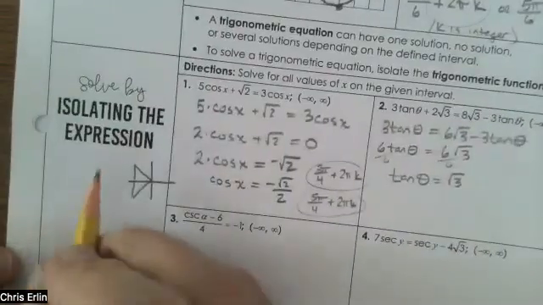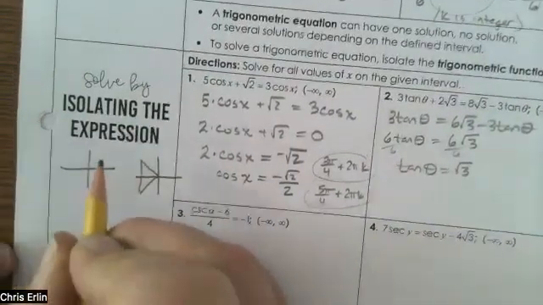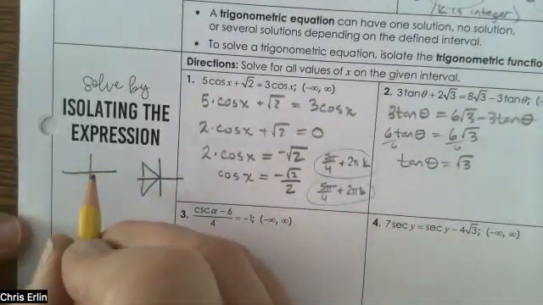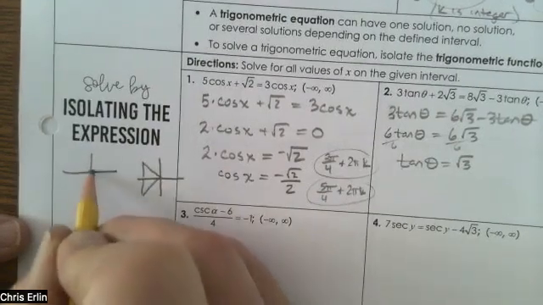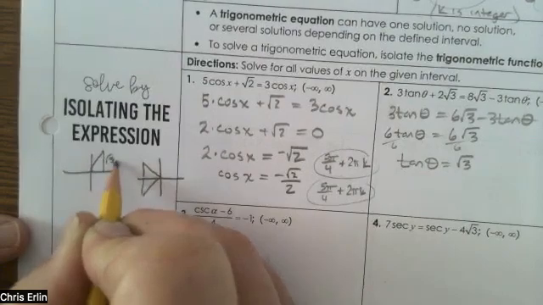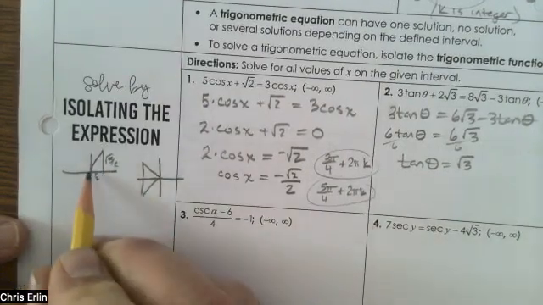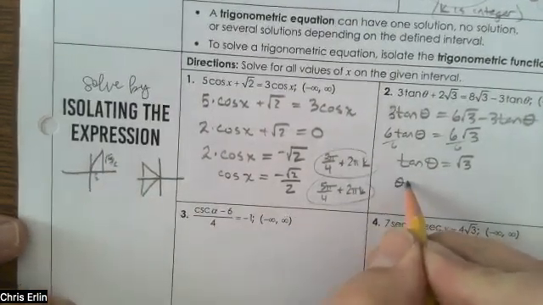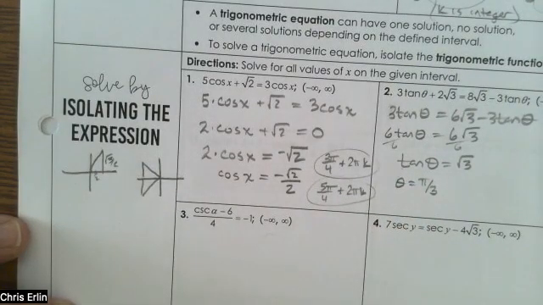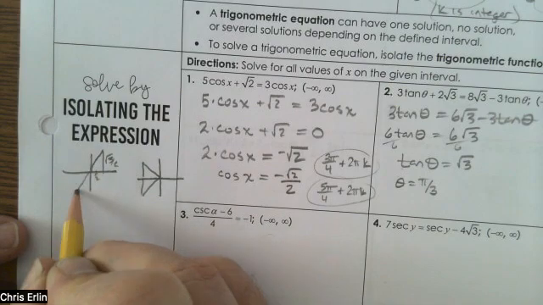Now I need to check my unit circle and figure out where tan theta is root 3. This is a positive value. Tangent's positive in 1 and 3. And I want the opposite to be the root 3 over 2. Adjacent is that. So this is pi over 3. Well, it could also be in this quadrant, couldn't it?